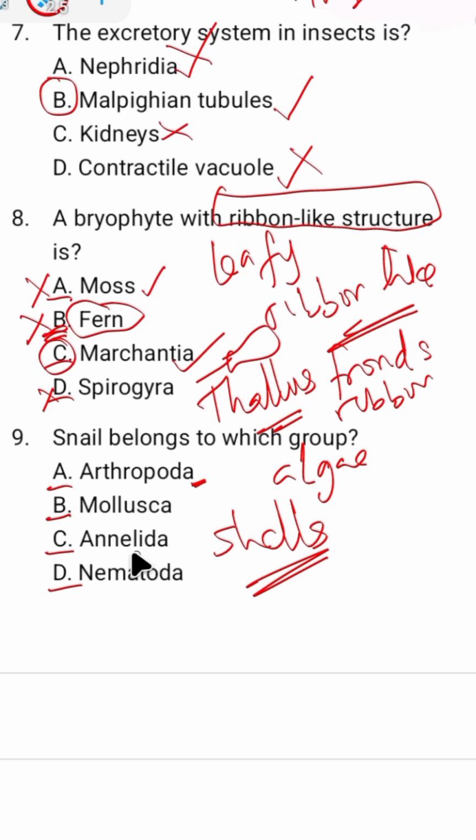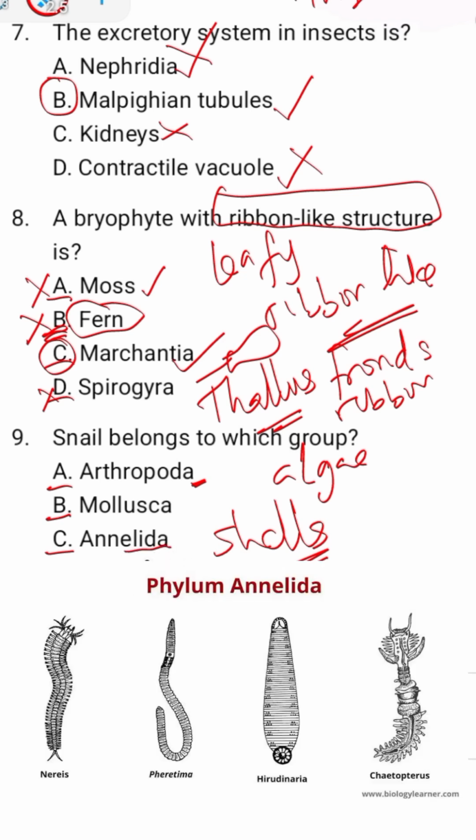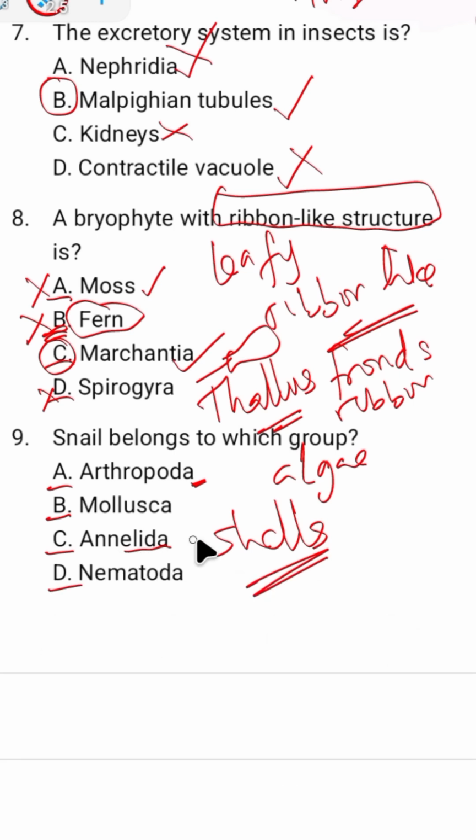Then the next one here is annelida. Annelida is the worm family, segmented worms like earthworms and leeches. They don't have a shell or a soft body structure like snails. Snails do not belong to the annelida family. The next one is nematoda. Nematoda is the roundworm family. They have a cylindrical body, unlike the soft bodies that snails have.